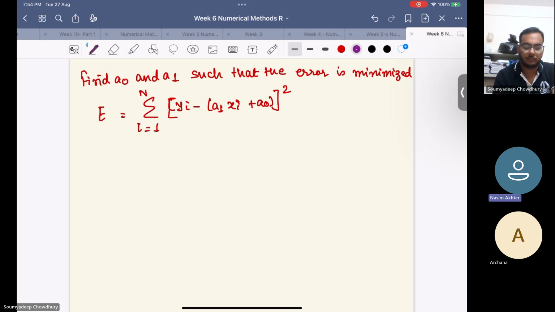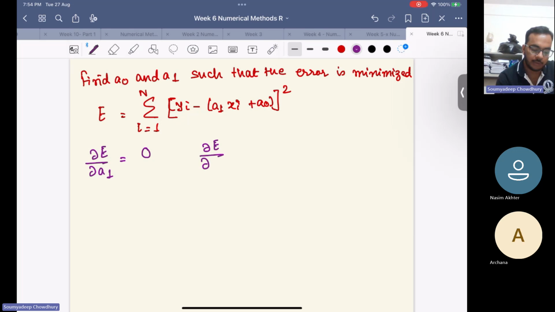A1 only. First, we have to differentiate with respect to a1, the partial derivative with respect to a1, and equate it to 0. Also, we have to differentiate with respect to a0 and then equate to 0.